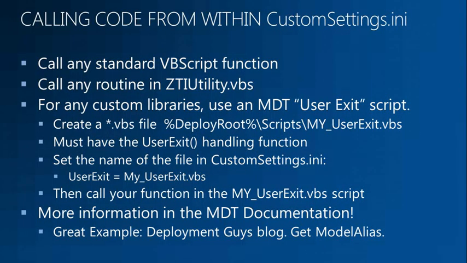So, calling code within the custom settings any file, the code can be any standard VB script function, and it can also be anything defined in ZTI utility. If you want to add your own custom code, I do recommend looking at user exit scripts. These are defined in the MDT documentation. For a user exit script, you write a VB script in a specific format, and it must contain a particular user exit and other functions. But then you define it in your custom settings any file, and then you can call anything you want in that VB script file.